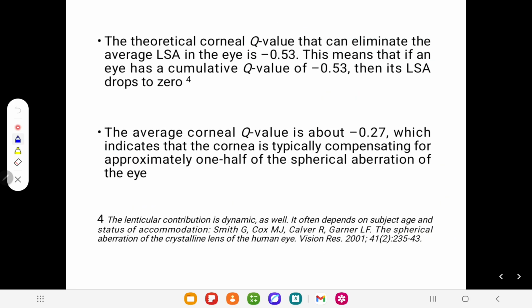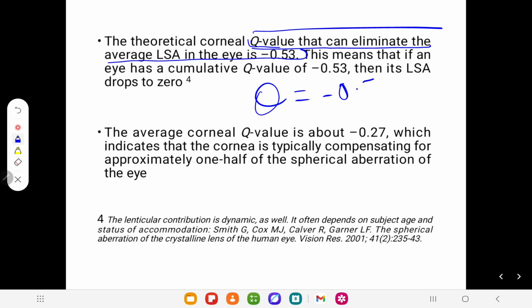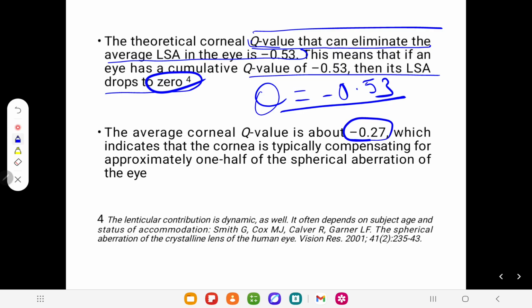So theoretically, the average cornea Q value can be 0.53. If we want to eliminate the longitudinal spherical aberration, then the Q value must be minus 0.53. That is, if the Q value is 0, then longitudinal spherical aberration is dropped to 0. This is just a theoretical aspect. So for the average cornea, you will say minus 0.27 or minus 0.3, whatever. Okay.